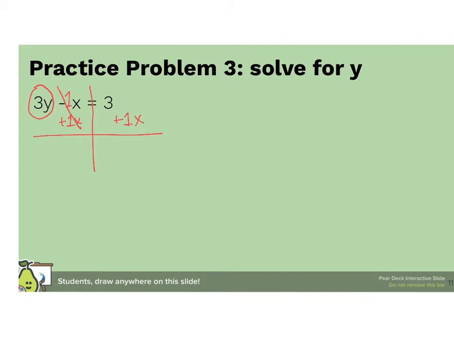So those x's are gone. I'm going to bring down everything. Make sure it's in the right order. The x comes first. The 3 is positive. Now, to get the y by itself, I need to divide.